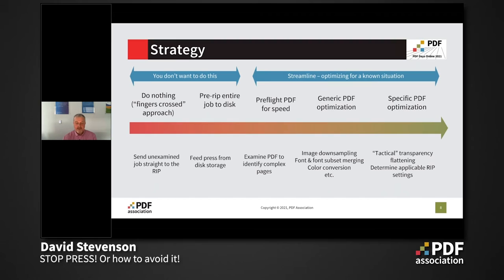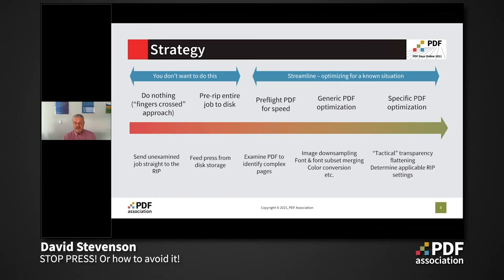There's also some generic PDF optimization, and there's a few tools that have appeared in the market in the last few years that really are aimed at trying to solve this problem to optimize PDF in a very generic way. And I'll talk about some of the approaches you can take in the next slide. And then we look at specific optimization, which is really identifying things that we can do to the PDF that we know will make the Harlequin RIP in particular run more quickly. So it might mean, for example, examining the PDF and figuring out applicable RIP settings.